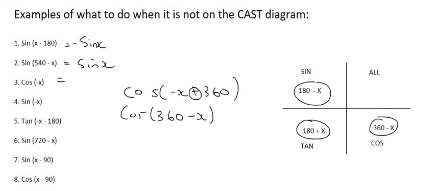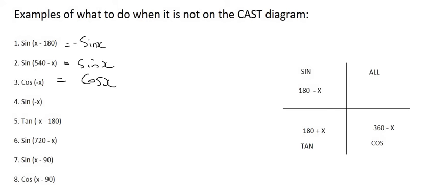And so we can write that as cos x, and the answer is positive because cos is positive in that quadrant. The next one says tan, oh no, sorry, I was looking at number 5. Number 4 says the sin of negative x.